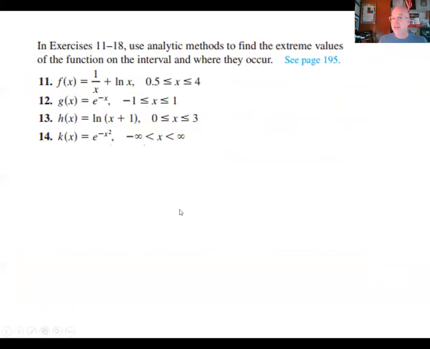So what I'm going to be giving you is a couple problems to use analytic methods. In this case, you're going to be doing 4 problems. Take the derivative, set it equal to 0, set it equal to undefined, find the value of the function at those points, and also find the value of the function at the endpoints. That should then start to paint a picture of where the maxes and the mins are.